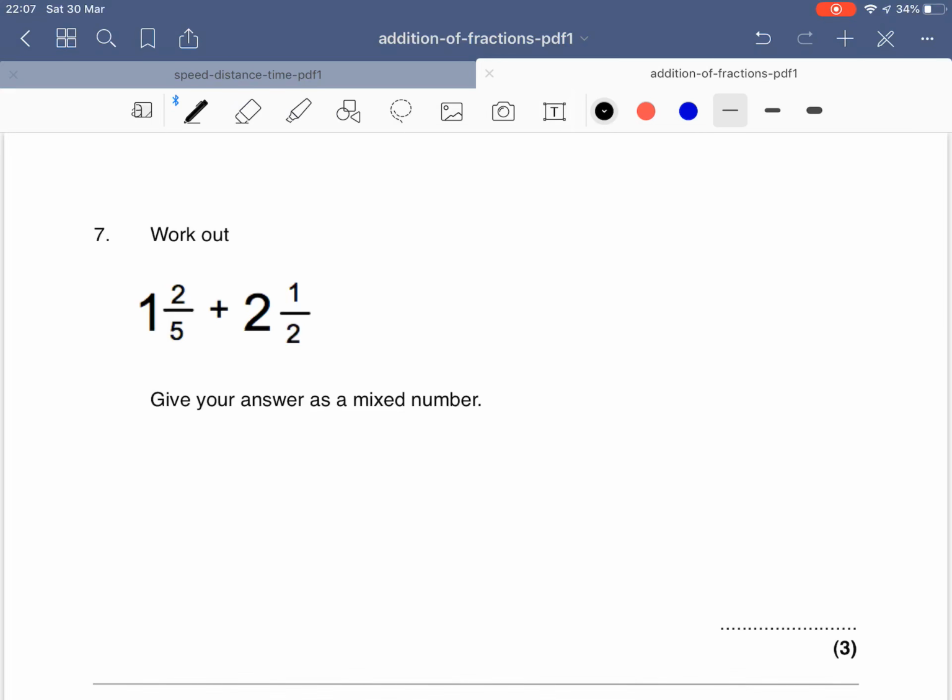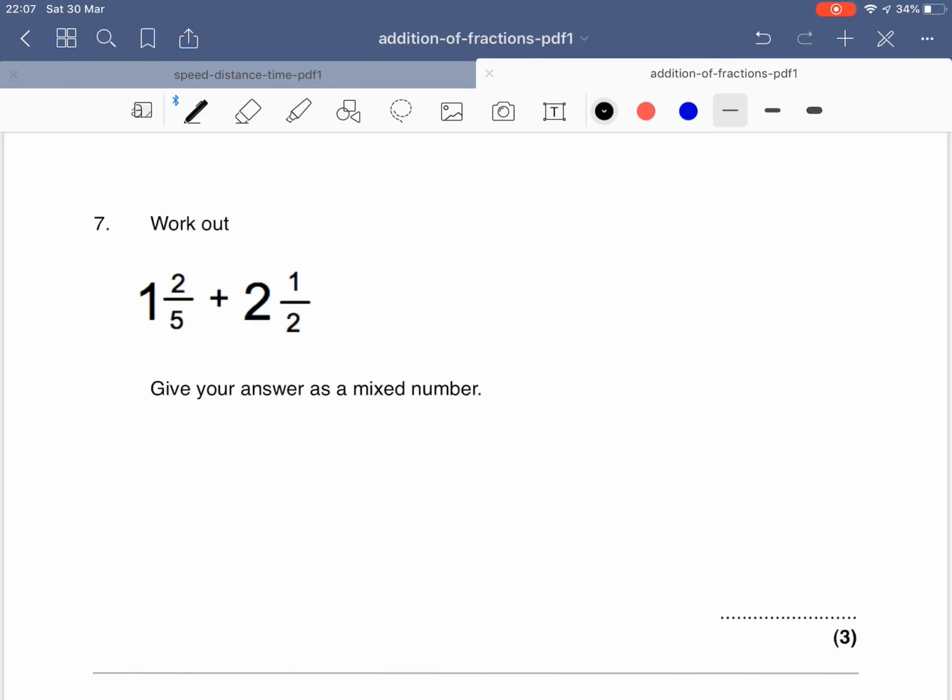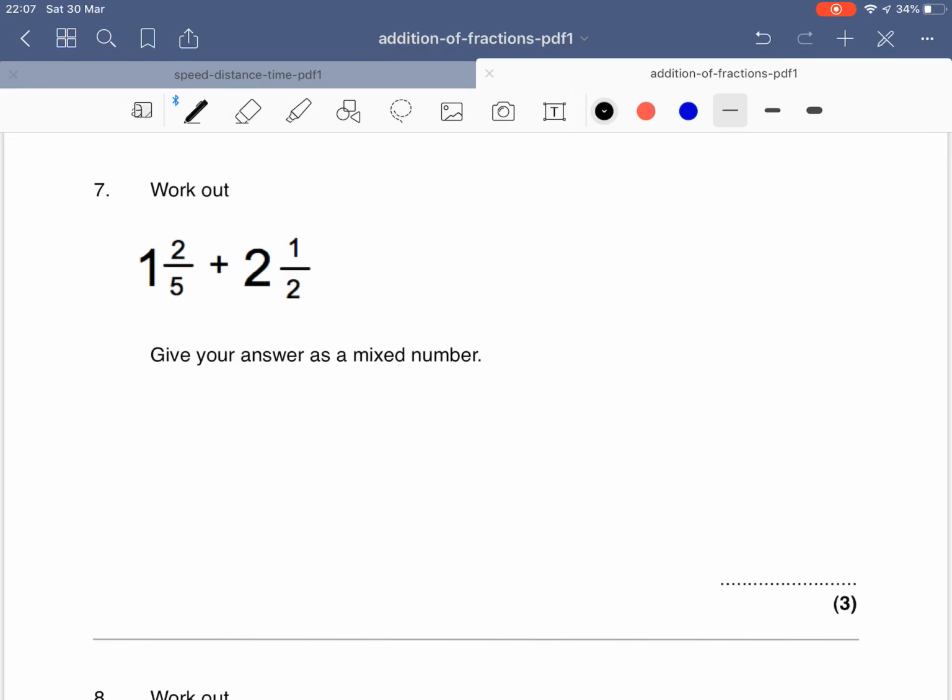Okay, so we've got to work out 1 and 2/5 add 2 and 1/2. Give your answer as a mixed number. So with this we can do the numbers and the fractions separately. So I know that 1 plus 2 is 3, so I know the big number is going to be 3. But let's see what our fractions are. So we're going to do 2/5 add 1/2.